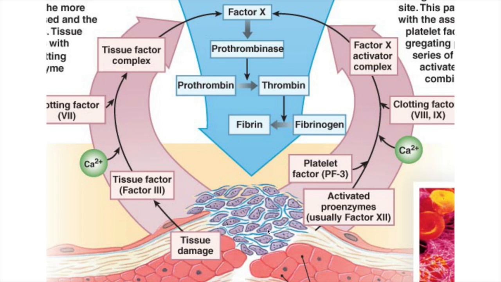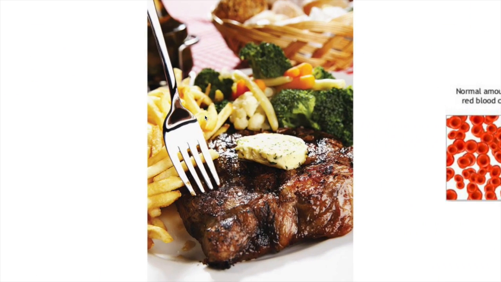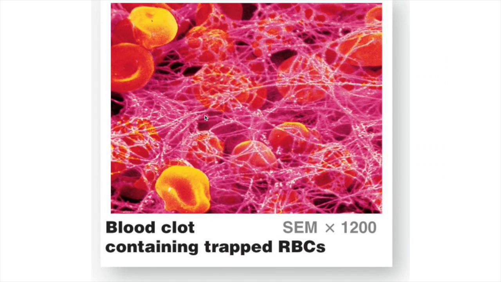Then, once the fibrin network is formed, after several days, here's a blood clot. You can see the fibrin, and red blood cells get caught in it. After a few days, you have what's called clot retraction, and the clot retracts, and if it's a stab on the outside of the body, it will fall off. And then the clot dissolves through a process called fibrinolysis.